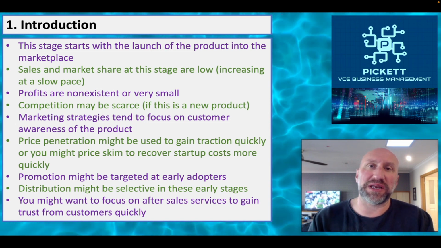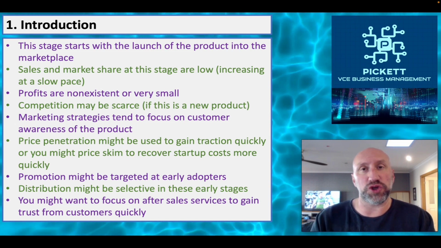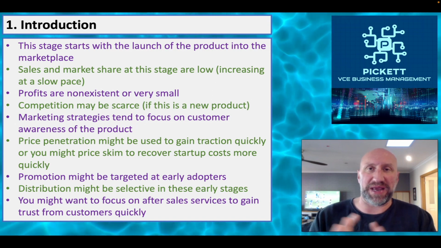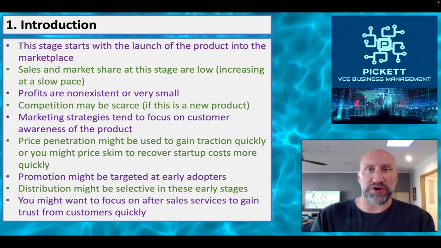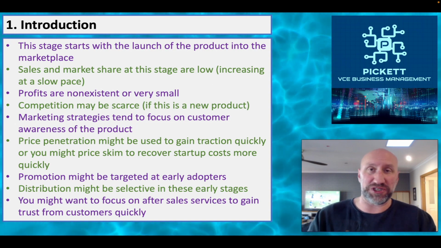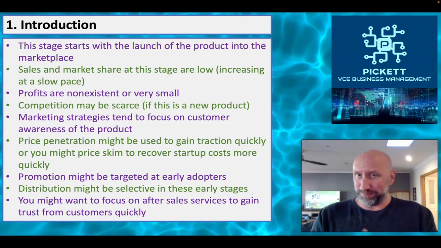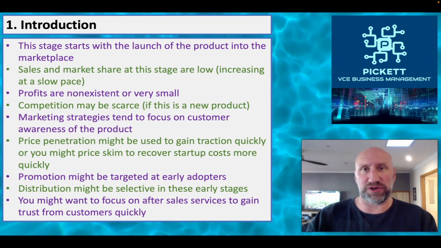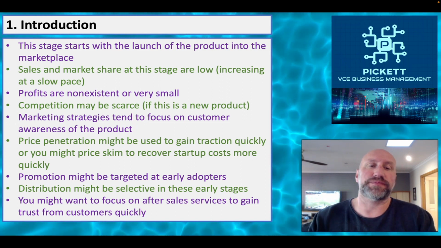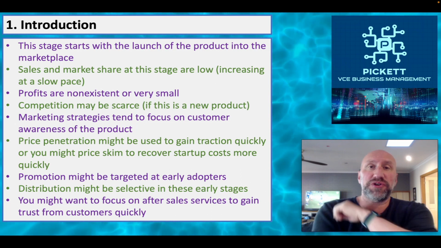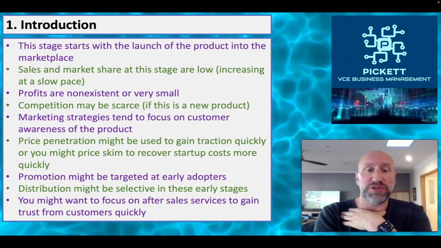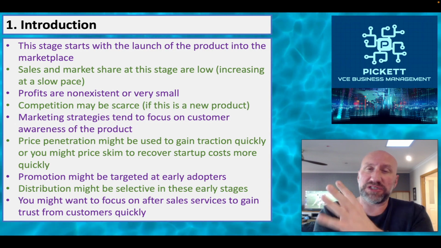Promotion strategy is likely to be targeted at those early adopters. And distribution is probably going to be quite selective. You're not going to be everywhere at the moment. You might start in a range of stores, or you might just start online. Then over time, if this thing takes off, you will start to increase your distribution. And you might want to focus on after sales service even, to gain traction from customers quickly. Okay, so that's your introduction.